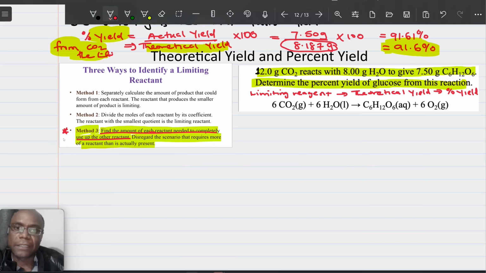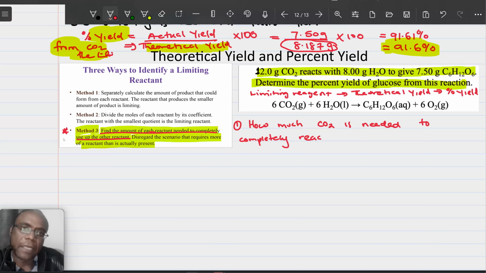So let's ask ourselves question number 1. How much CO2 is needed to completely react with H2O? In this reaction, CO2 is reacting with H2O to give you glucose and oxygen. I'm suspecting this is going to be photosynthesis. This is photosynthesis happening in the leaf, where the leaf takes in the CO2 and gives us oxygen. So how much CO2 is required to completely consume H2O?